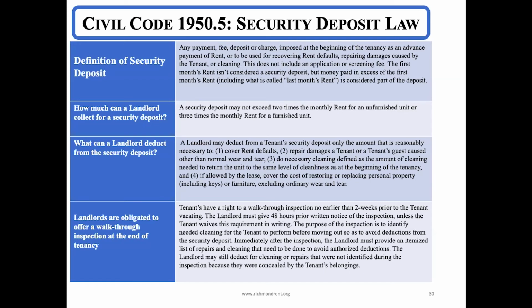Immediately after the inspection, the landlord must provide an itemized list of repairs and cleaning that need to be done to avoid authorized deductions. And even if that is done, the landlord may still deduct for cleaning or repairs that were not identified during the inspection because they were concealed by the tenant's belongings, for example.